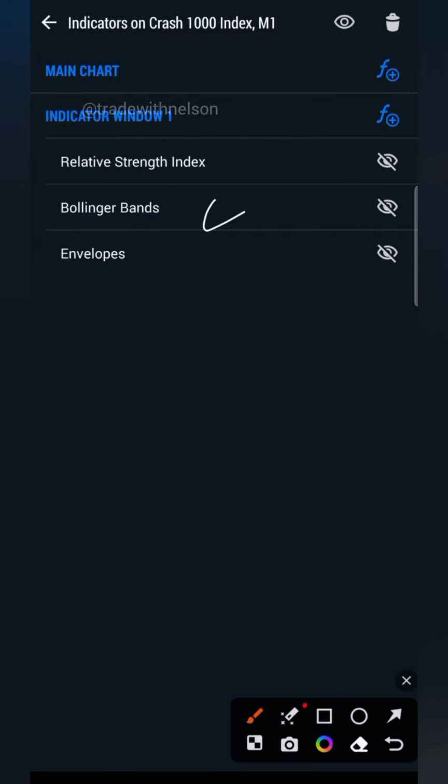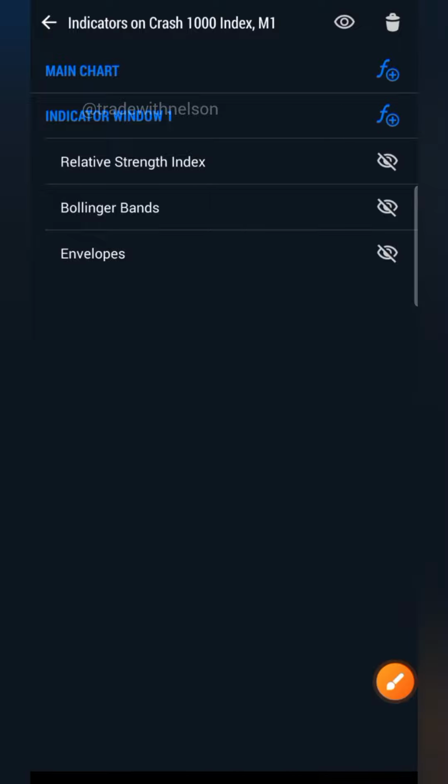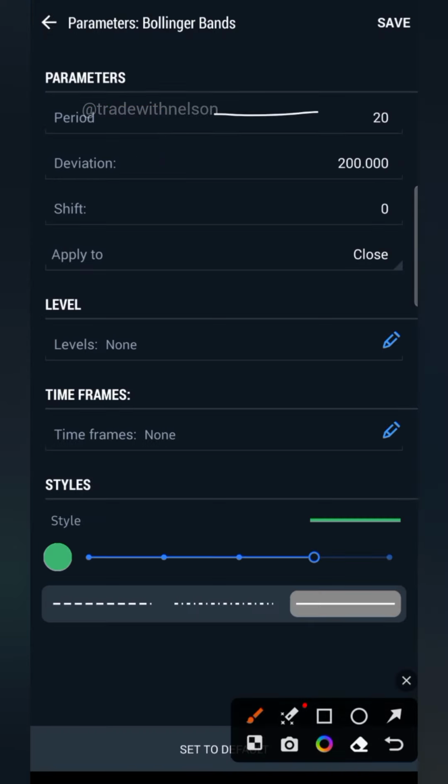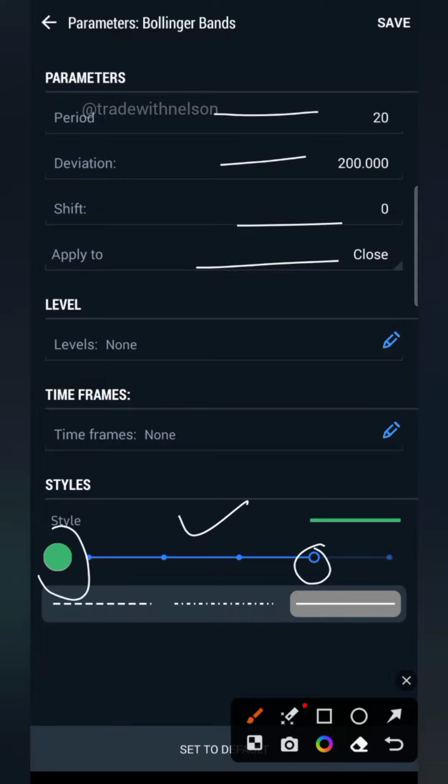The next indicator is the Bollinger Bands. To select that, click on the F icon on the indicators window and search for your Bollinger Bands. Make the period 20, deviation 200, shift 0, apply to close. For the style, make it a color of your choice, 3 pixel or 4 pixel. After that, you click on save.